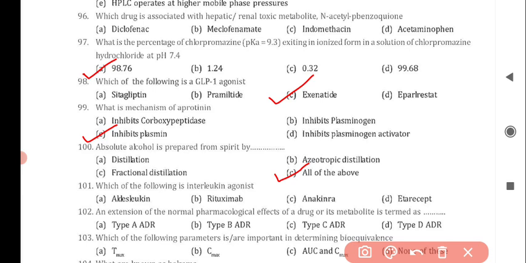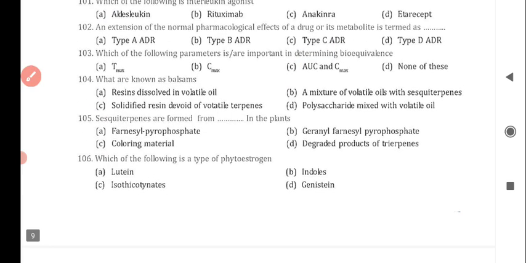Next question is, which of the following is an interleukin antagonist? And the correct answer is option C, that is anakinra. Next question is, an extension of the normal pharmacological effects of a drug or its metabolite is termed as, and the correct answer is option A, that is type A ADR. Next question is, which of the following parameters are important in determining bioequivalence? And the correct answer is option C, area under curve and Cmax.